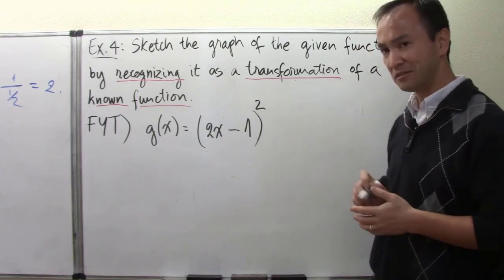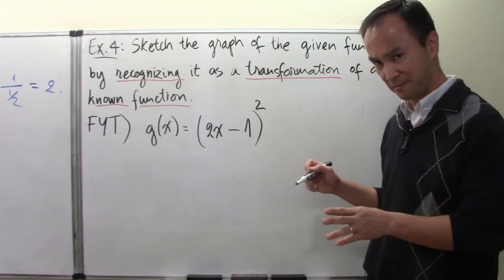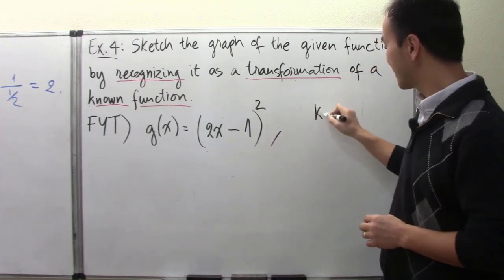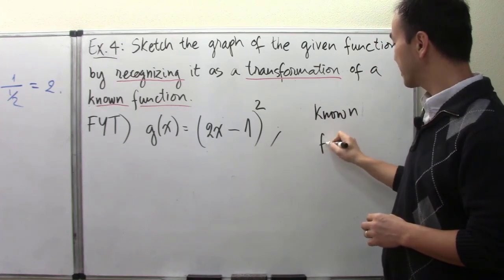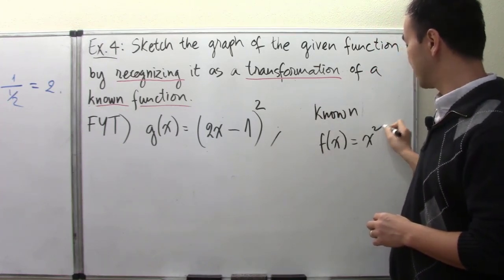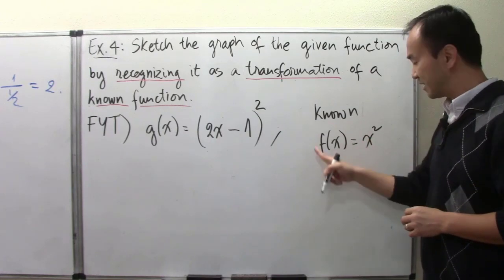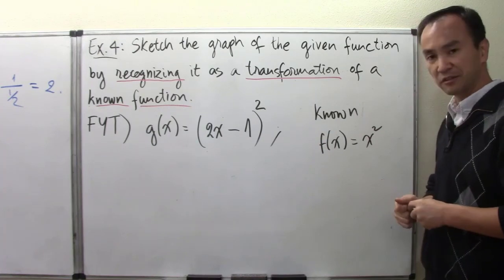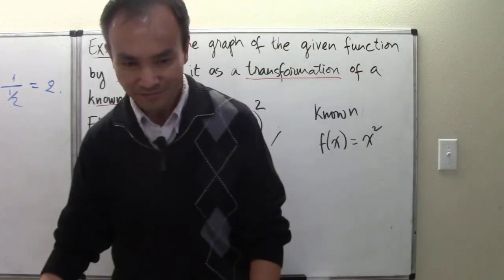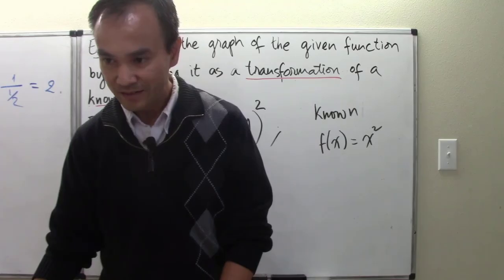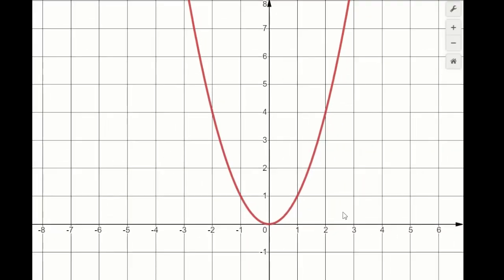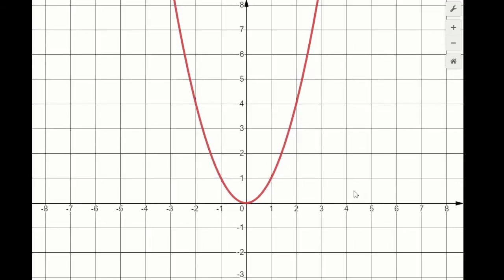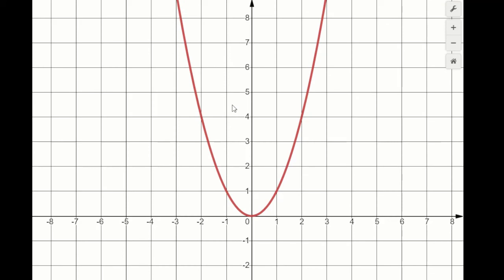All right, so now hopefully you have spent enough time working after you paused the video. So now the known function I recognize is f of x equals x squared, and this is again among the list of the toolkit functions. Okay, and so now I'll just swing over to the graphing space. All right, so this is the graph of the known function f of x, and so tentatively I see this as a parent function.